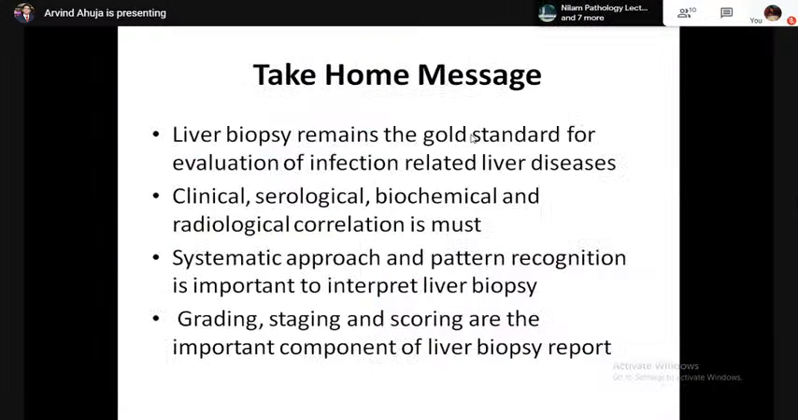So these were the common infectious causes of liver diseases. My take home message will be liver biopsy remains the gold standard for evaluation of infection related liver diseases. Clinical, serological, biochemical, and radiological correlation is a must. You have to have a systematic approach, and pattern recognition is important to interpret the liver biopsy and to reach a correct diagnosis. And whenever you diagnose chronic viral hepatitis, you should have a grading, staging, and scoring also, which are important components of the liver biopsy report.